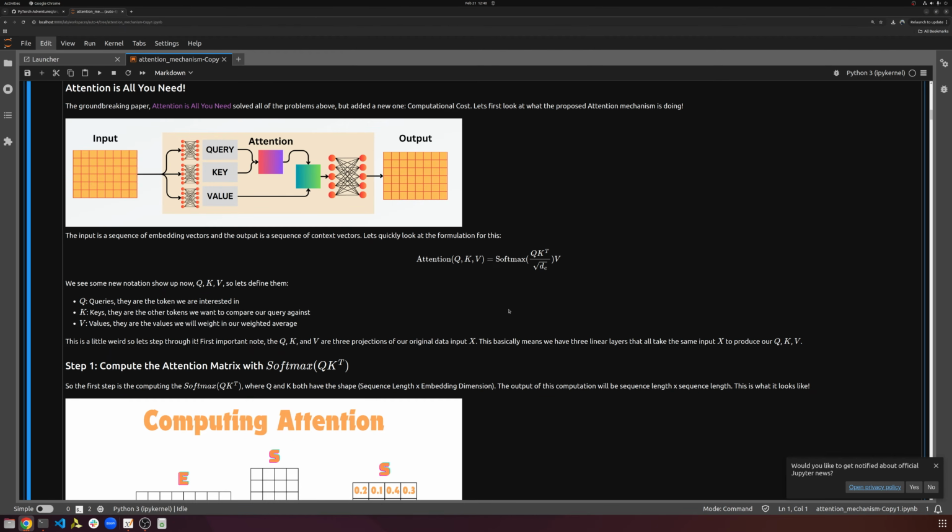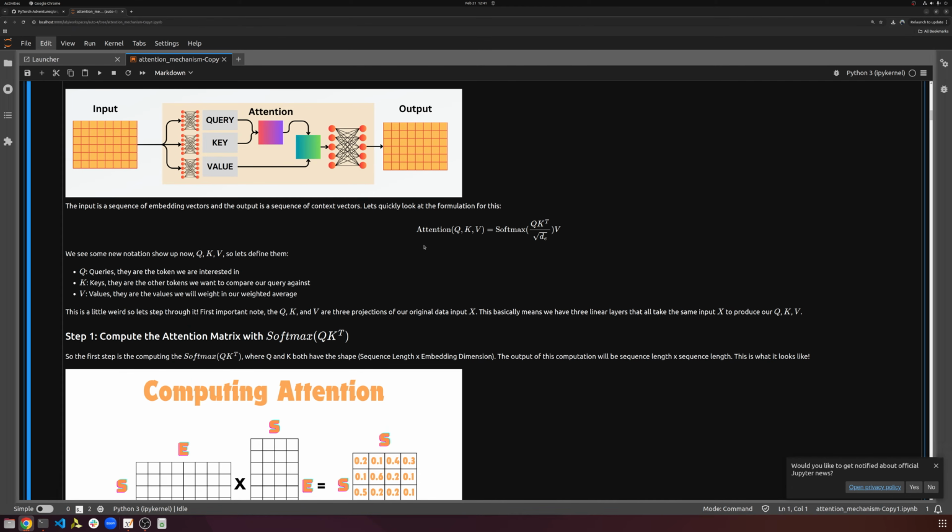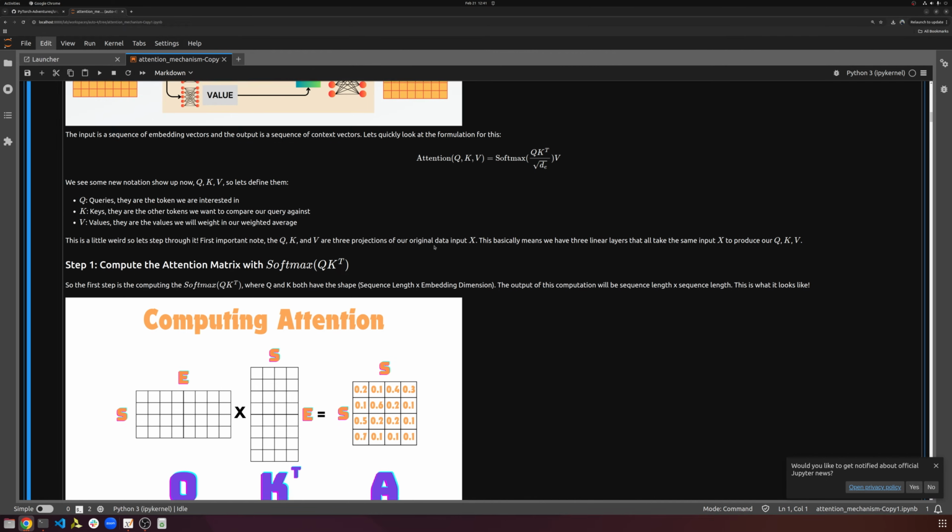And this is the actual formula, right? We're doing QK transpose. We're dividing by some constant. We'll talk about why we do that in a bit. We take its softmax, and then we multiply it by the values. And the way you should typically interpret queries, keys, and values is this: the queries are the tokens that we're interested in. The keys are the tokens we want to compare our query against. And the values are what we will be weighting. It's the thing we'll be doing our weighted average on. And it'll all make sense in just a bit.